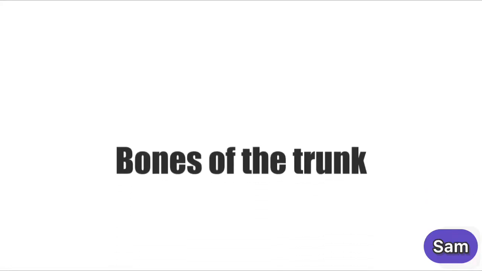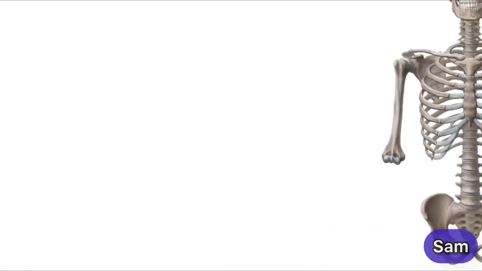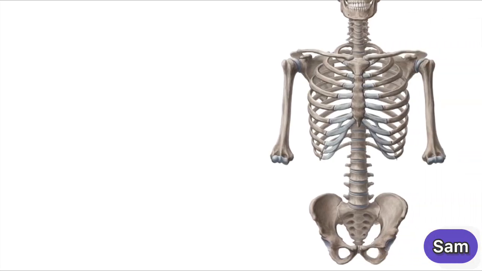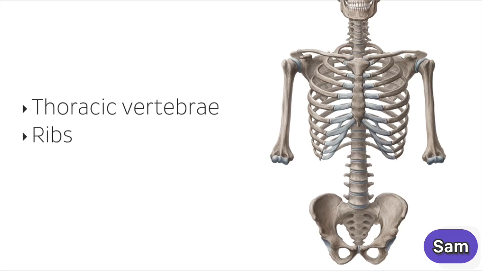We'll be discussing the bones of the trunk. The bones of the trunk or torso consist of the thoracic vertebrae, the ribs, and the sternum. These bones do the job of protecting all the vital organs and part of the spinal cord.